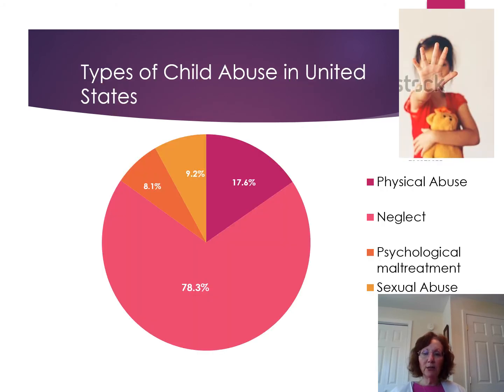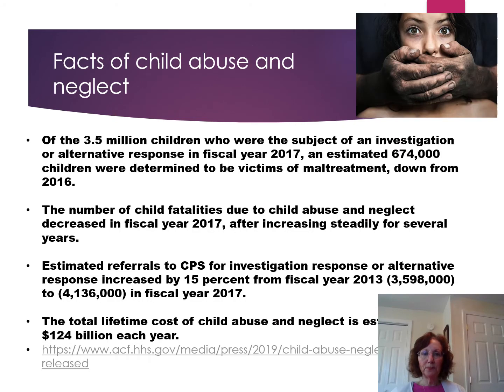The types of child abuse in the United States: we see the highest is neglect, 78.3%, according to the Department of Health and Human Services. Physical abuse is the next highest, 17%. Psychological maltreatment or emotional abuse is 8%, and sexual abuse is 9%.